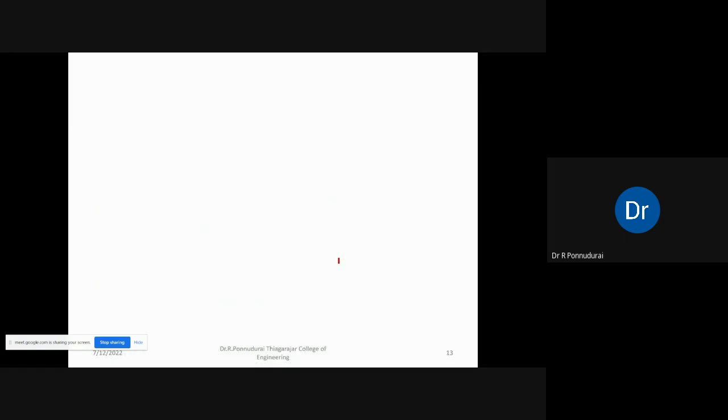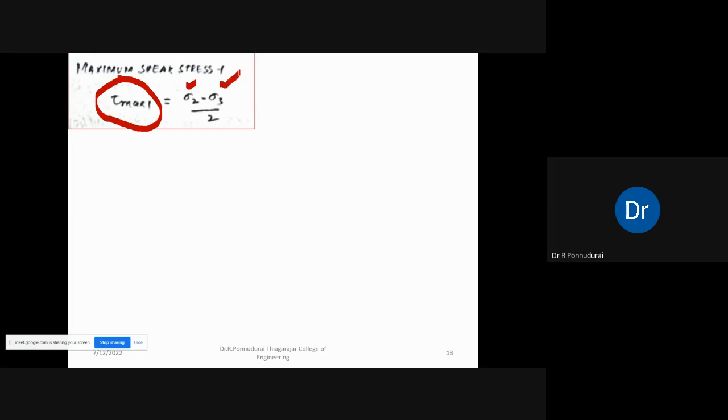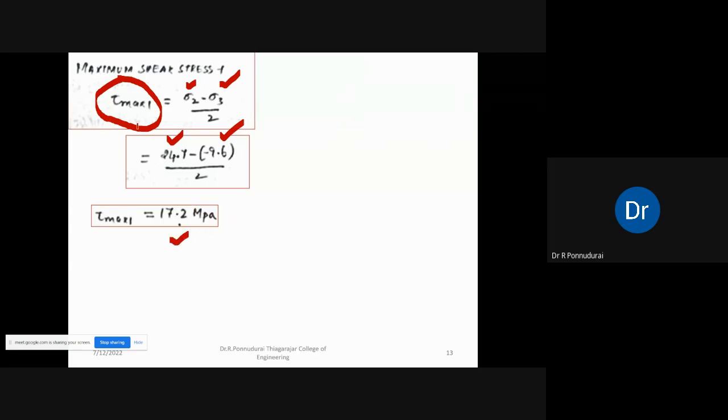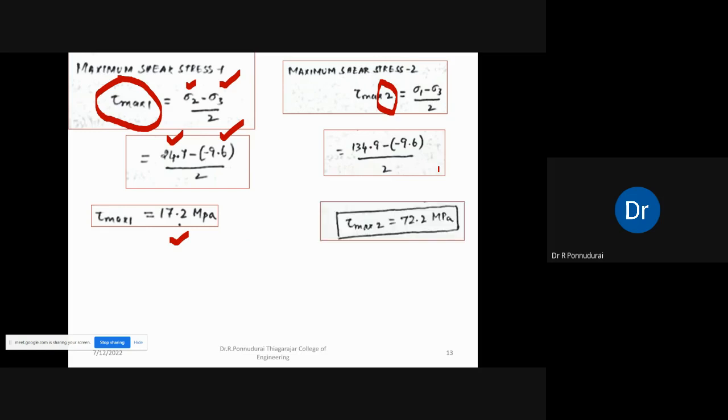Okay. In the same way, you can find the maximum shear stresses also. If you want tau max 1, you have to take sigma 2 and sigma 3. The average of that, that is sigma 2 minus sigma 3 by 2, will be tau max 1. We know the sigma 2 value and sigma 3 value, so you can get the value of tau max 1. In the same way, to calculate tau max 2, we use sigma 1 and sigma 3. The difference of these principal stresses divided by 2 will give tau max 2. In the same way, tau max 3: the difference of sigma 1 and sigma 2 divided by 2 will be tau max 3.